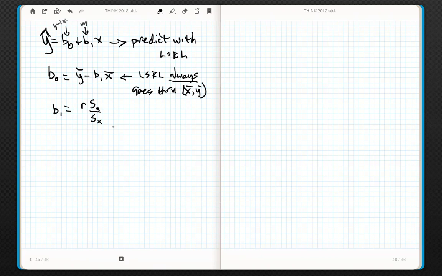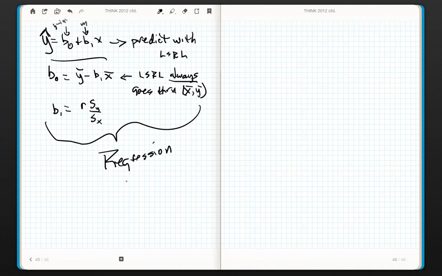Now in class, again, we're going to have our calculators spit out this least squared regression line. We're going to play with it. We're going to predict with it. We're going to do all sorts of fun stuff with it. But this whole idea is called regression analysis. And in this case, we're talking about linear.